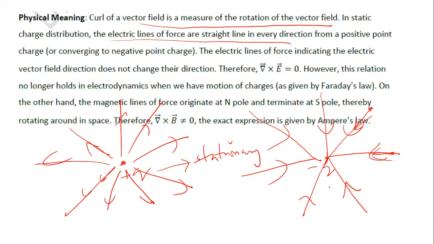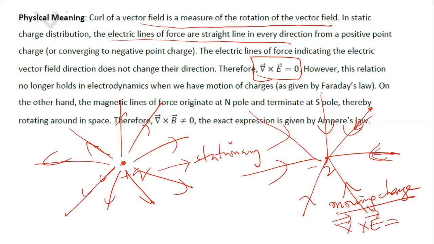There is no rotation of the electric field here, right? Because of that, in static charge distribution, the curl of the electric field is 0. But later on, you will find that when we have a moving, non-static charge, like in the case of electromagnetic induction and Faraday's law, the curl of the electric field is non-zero. According to Faraday's law, curl of E is minus del B upon del t. This is the differential form of Faraday's law.